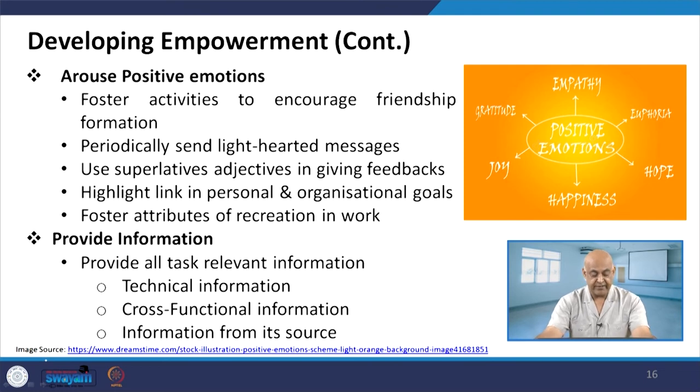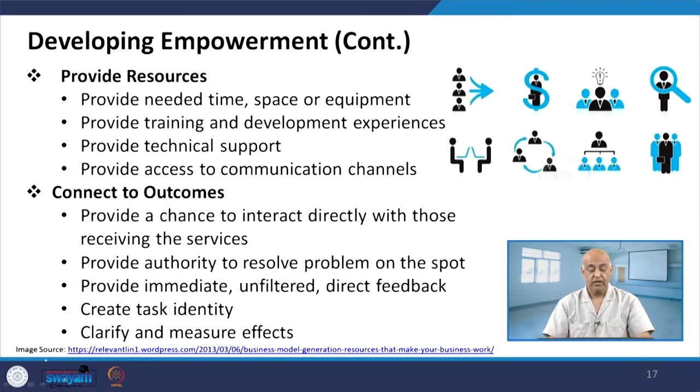Provide all task relevant information: technical, cross-functional, and information from its sources. Always we have to provide the resources to the followers so that they will be able to do the job. That is the main machine, material, money, method and minutes. That is the time, manpower is to be properly trained, the technological machinery is to be provided, and the communication channels should be provided so that if they find any problem at any time they can easily communicate. Connect to the outcomes, that is, what will be the outcome ultimately and why all these functions are performed. These are performed for the outcomes which will enhance managerial effectiveness and organizational effectiveness.